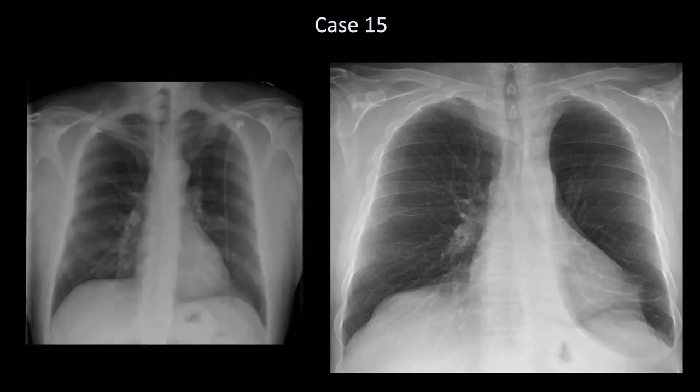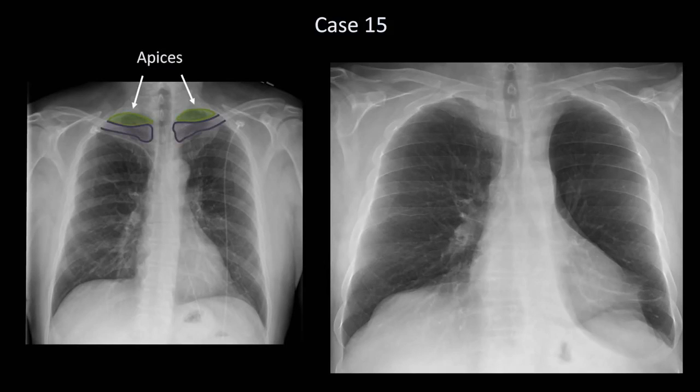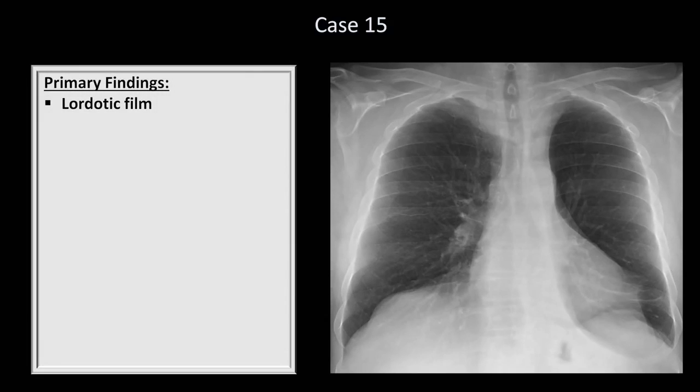On a normal chest X-ray, you can usually see a small portion of the apices peeking up above the medial ends of the clavicles. When you don't see that, it suggests that the film is a lordotic view, meaning the X-ray beam was angled slightly upwards. This is a relatively unusual problem with a PA film unless done intentionally. But nonetheless, this looks like a lordotic film. Aside from that, as with Case 14, this X-ray also has a major pathologic finding, which is easy to miss if you're not thinking about it.